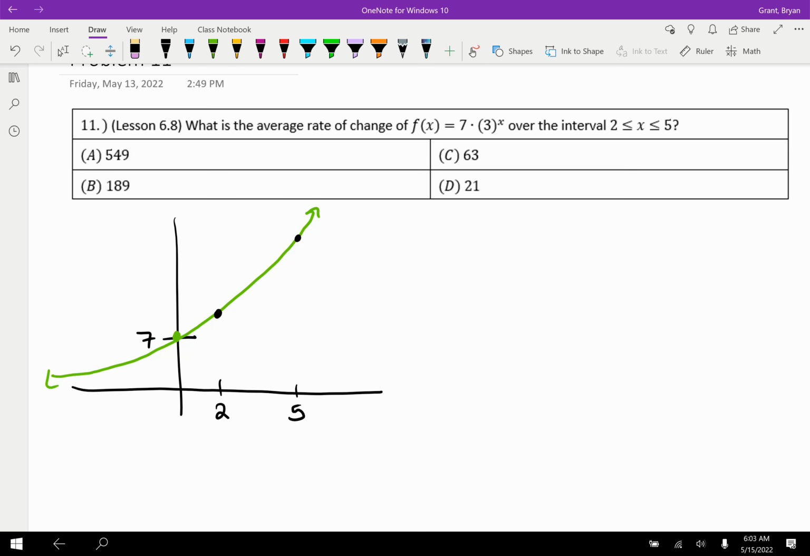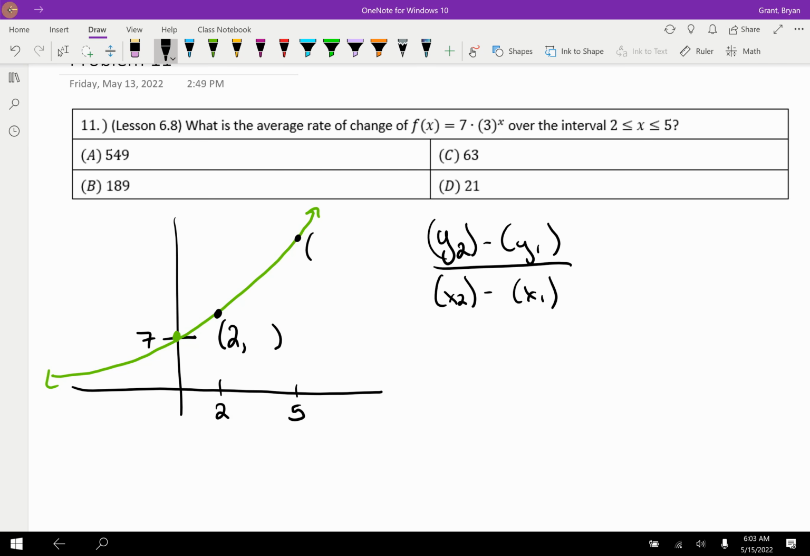All right, so how do we set this up? Well, I mentioned slope, and so you can think of this as y2 minus y1 over x2 minus x1. The first thing I do when I'm trying to find the slope is I want to list my 2 points. So I have 2 points here, 2 comma something and 5 comma something. And I don't know what those somethings are.